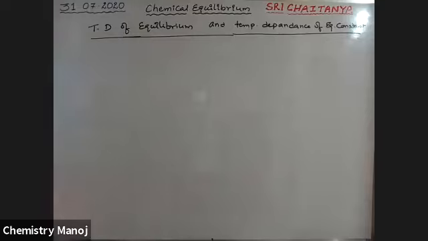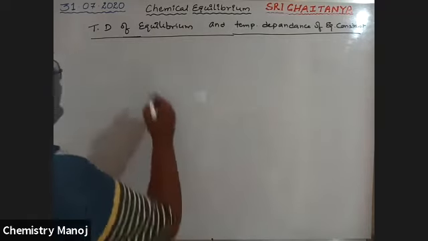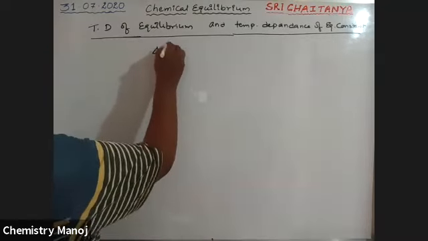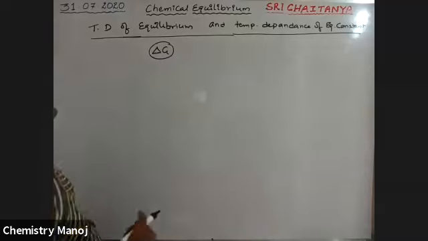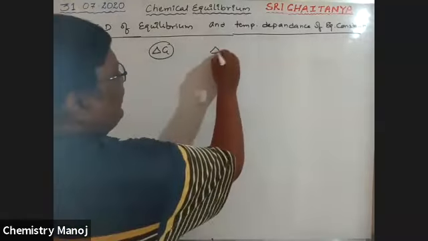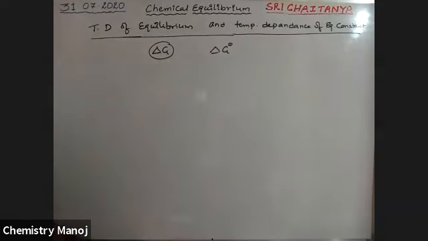So how is thermodynamics useful to find out the equilibrium situations? See here, boys, here we are using delta G, that is a change in Gibbs energy. And delta G naught, standard change in Gibbs energy.